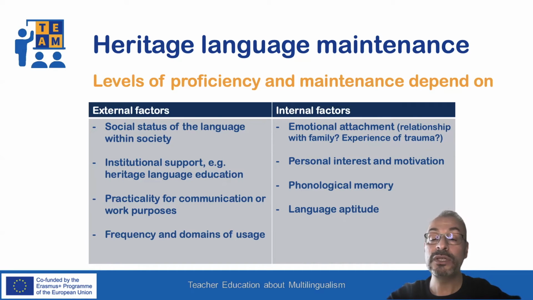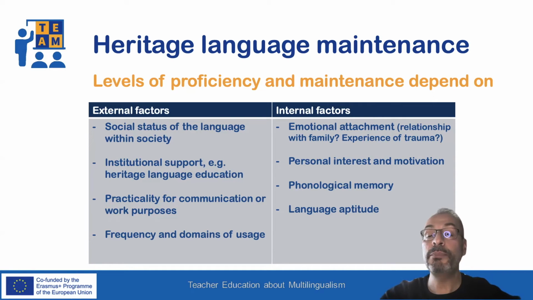If the heritage language is being used in multiple domains, for example, in the home, at school, in the playground, in shops, in the community, then the proficiency will be higher than if it is being used only in one domain, for example, only in the home. Here I have also listed 4 internal factors: emotional attachment, personal interests and motivation, phonological memory, and language aptitude.